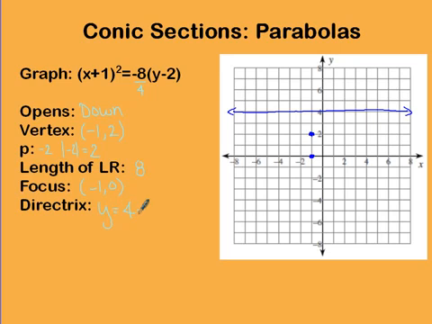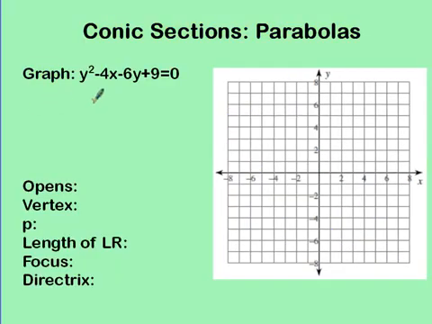Alright. Since we know the length of the latus rectum is 8, from your focus, go out 4. 1, 2, 3, 4. Alright, which makes a total length of 8, and your vertex will go through these points, making your parabola.